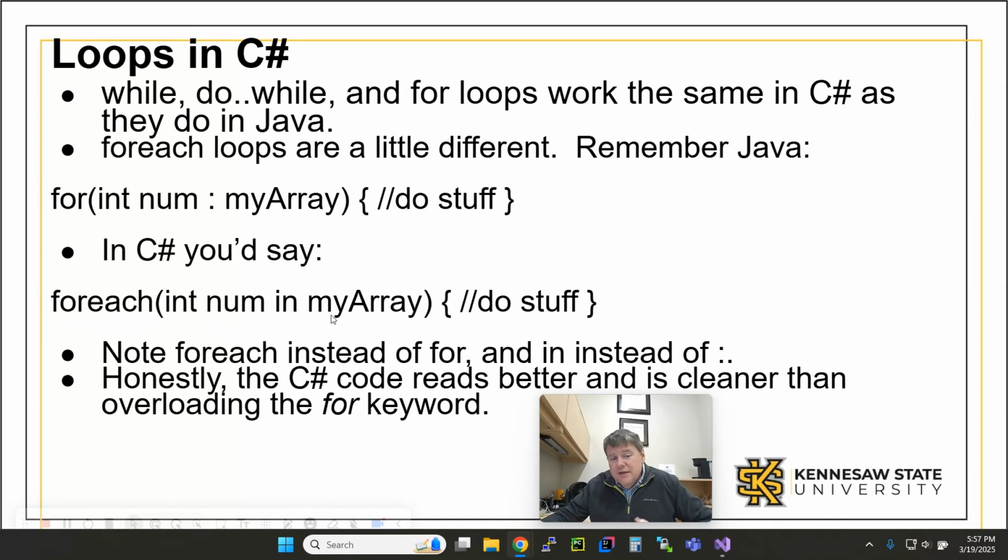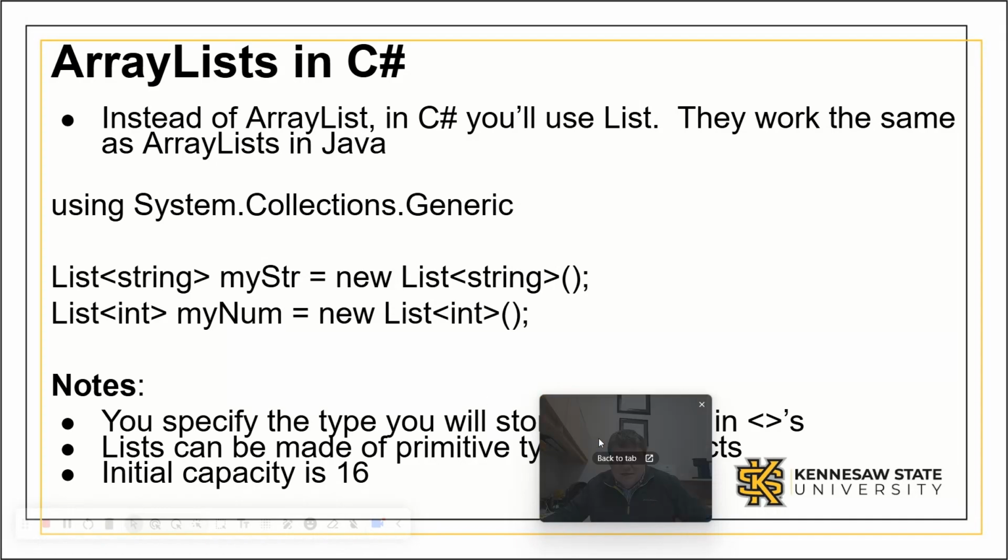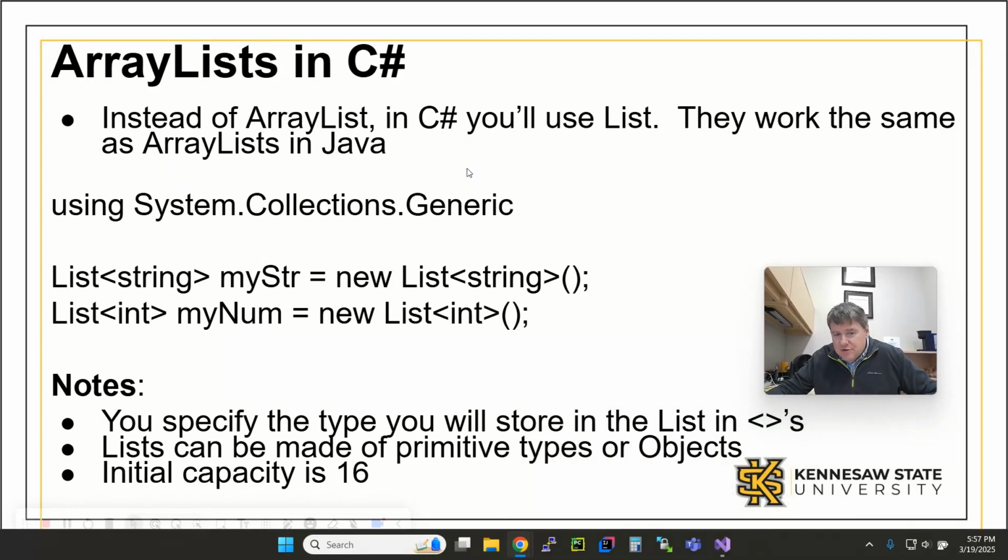For each num in my array. Again, something you're going to forget every time you code in C sharp, and then you're going to go, oh yeah, the for each word. All right. Array lists. In Java, we had array lists. They automatically shrink and grow. The exact same structure exists in C sharp. They're just called list instead of array list. So it works exactly the same thing.